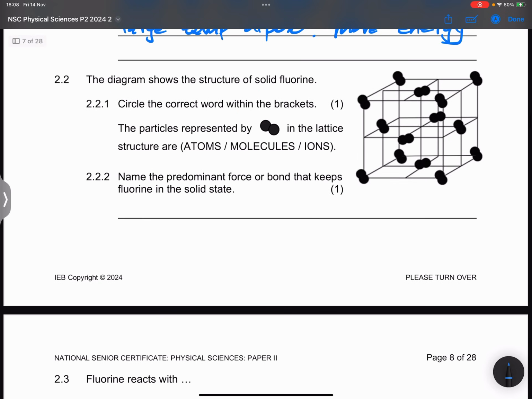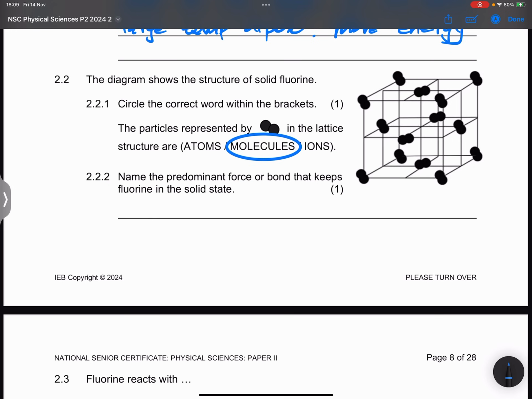They say to us the diagram shows the structure of solid fluorine. Now note this is one atom. They say circle the correct word within the bracket. They say the particles represented. So what you are looking at are 2 atoms that are bonded together. So in that case, the particles represented by that in the lattice structure are, notice those are molecules. Anytime you've got 2 or more atoms that are bonded together, you form a molecule, right?